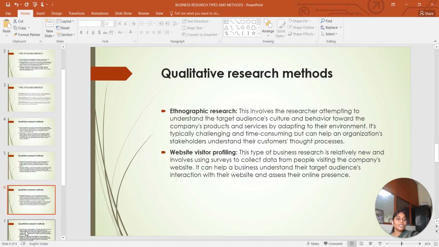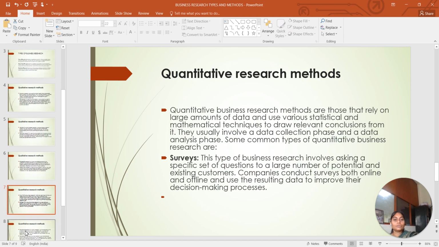And website visitor profiling. This type of business research is relatively new and involves using surveys to collect data from the people visiting the company's website. It can help a business understand their target audience and their interaction with the website, and assess their online presence. Examples are YouTube and social media.